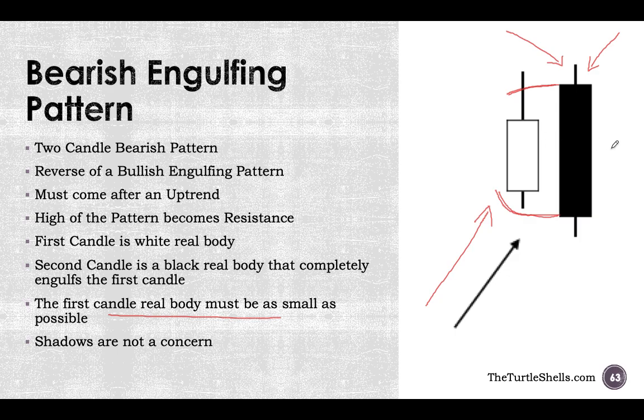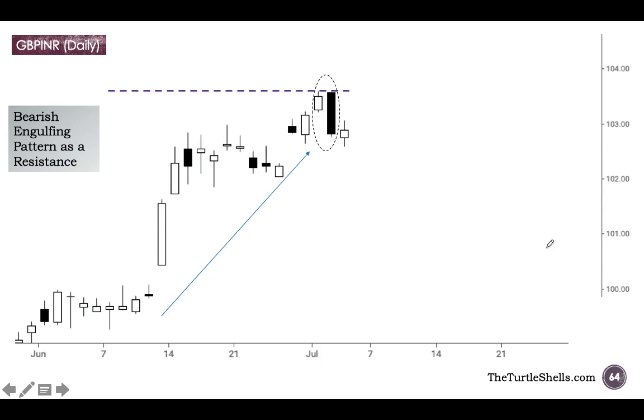This is even more powerful than the shooting star. So remember, shadows are not a concern and it must come after an uptrend. Okay. So let's quickly have a look at an example. This is very simple. So you have the daily chart of British pound INR. We see that the bearish engulfing pattern becomes our resistance. Just as the shooting star became our resistance, the bearish engulfing pattern, highest high of the pattern, becomes resistance. So I have drawn a purple dotted line here. That purple dotted line should become resistance.